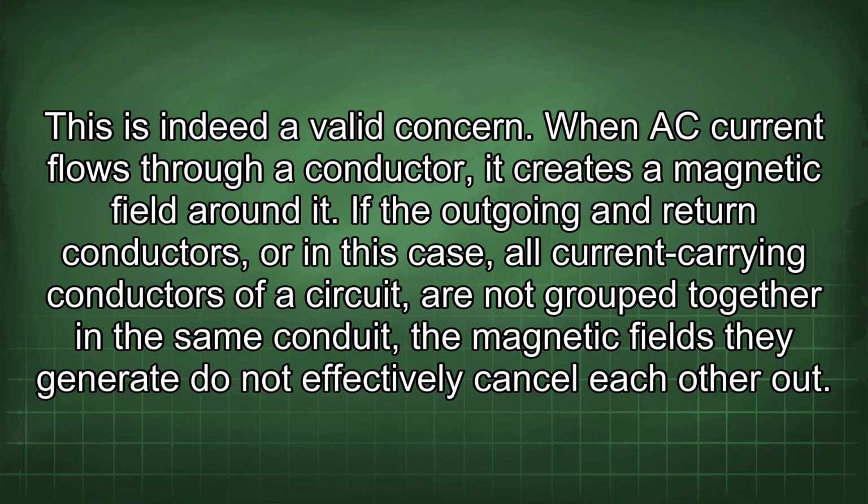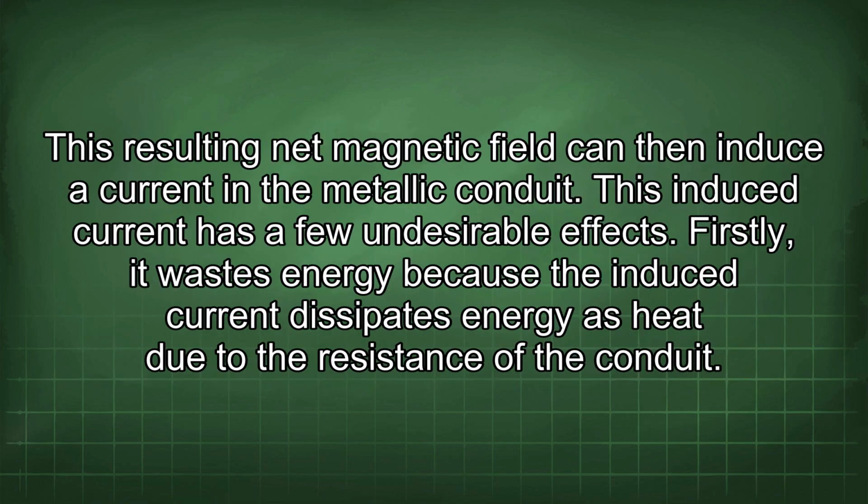When AC current flows through a conductor, it creates a magnetic field around it. If the outgoing and return conductors, or in this case, all current-carrying conductors of a circuit, are not grouped together in the same conduit, the magnetic fields they generate do not effectively cancel each other out. This resulting net magnetic field can then induce a current in the metallic conduit.